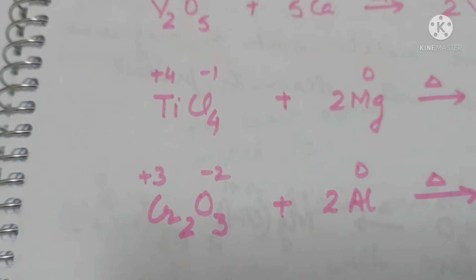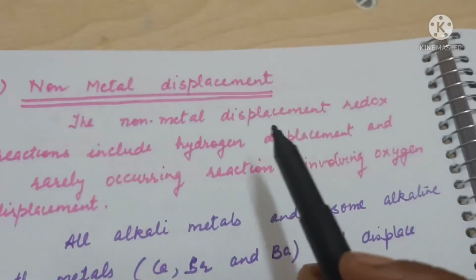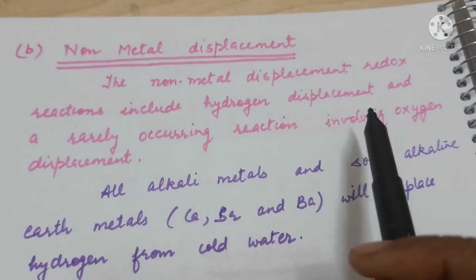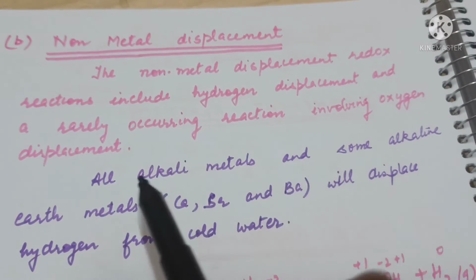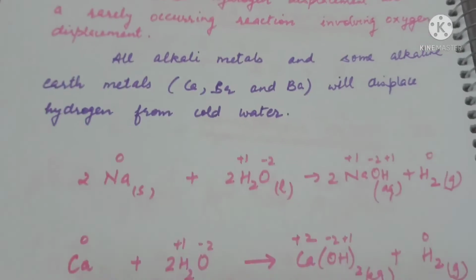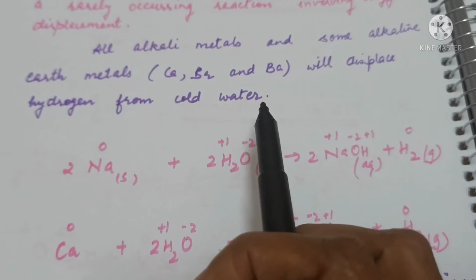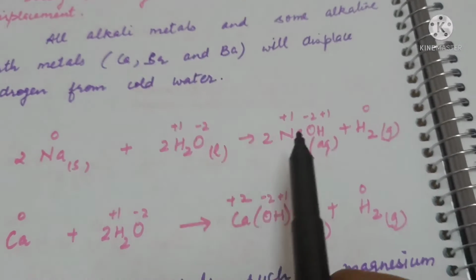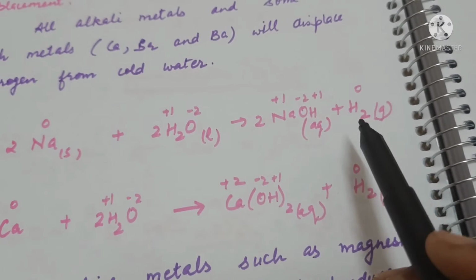The second category is non-metal displacement reactions. These reactions include hydrogen displacement and a rarely occurring reaction involving oxygen displacement also. All alkali metals and some alkaline earth metals will displace hydrogen from cold water. So an alkali metal will take the place of hydrogen and form alkali metal hydroxide, and hydrogen will be released as a result.